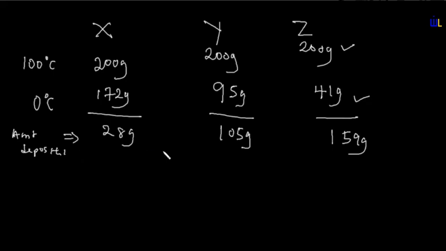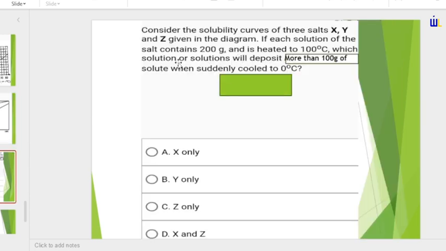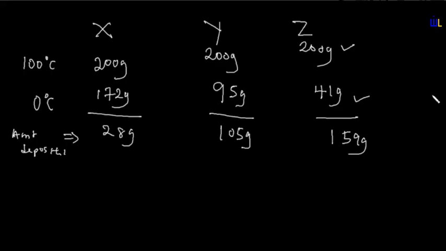So we have gotten that the amount deposited from X is 28, from Y is 105, from Z is 159. Let's go back to the question. The question says which solution or solutions will deposit more than 100 gram of solute when cooled to 0 degrees? What's the answer? Y and Z, correct. If I ask which one of these solutions will deposit less than 100 grams when cooled, what's the answer? X.